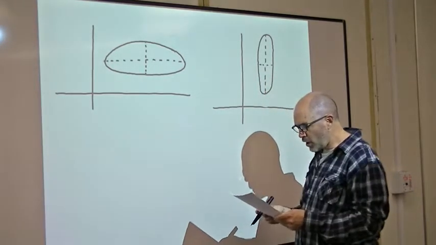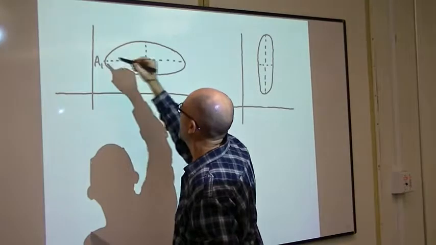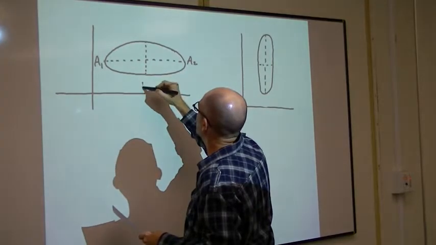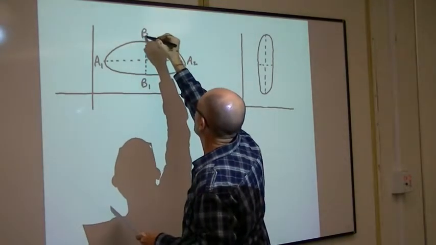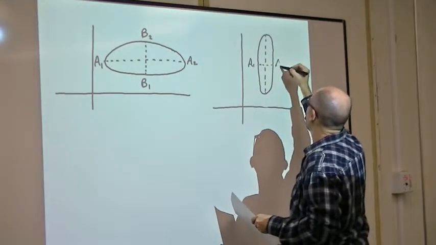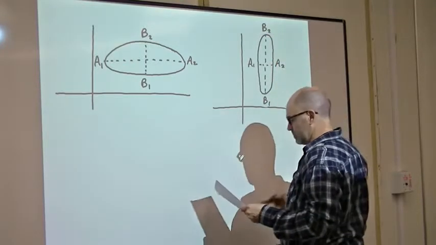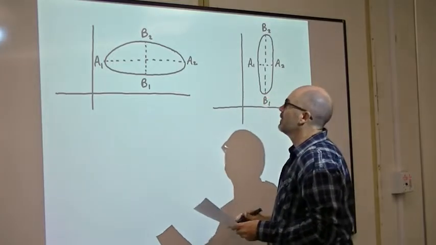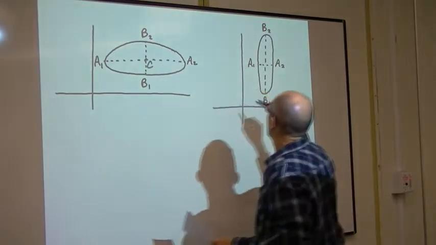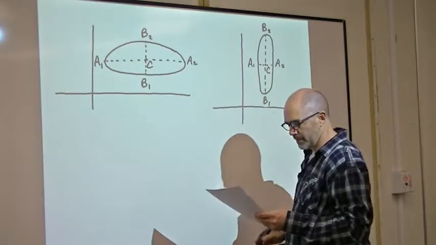Now we're going to call our vertices A and B. So here's A sub 1 and A sub 2. And here's B sub 1 and B sub 2. So likewise, we've got A sub 1, A sub 2, B sub 1, B sub 2. Okay, now the center is C. Now these are all points, so they're all capital letters.